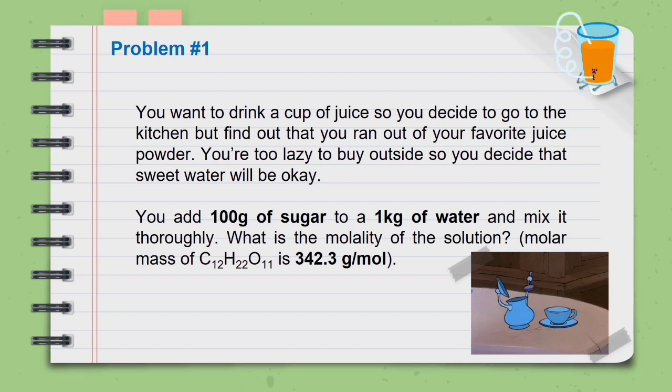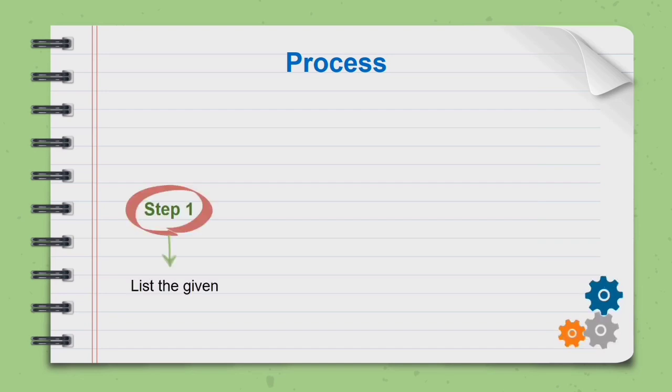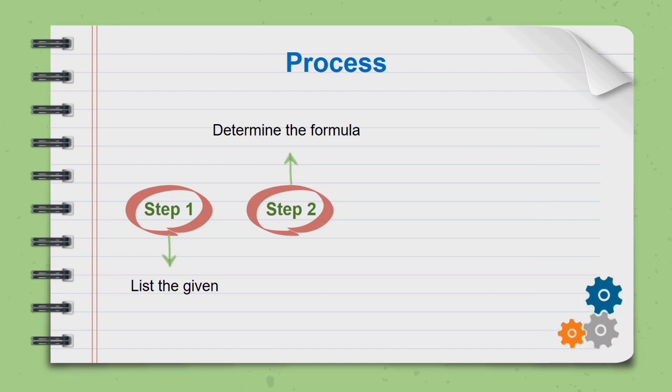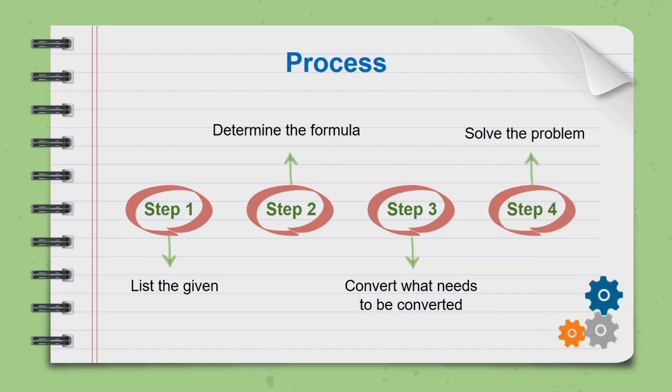So for this problem and the problems we're going to be solving later, we're going to be using a systematic process. Firstly, we're going to list the givens for convenience in viewing. Secondly, we're going to determine the formula needed. Thirdly, we're going to convert what needs to be converted, and if none, we're going to proceed to the last step, which would be to solve the problem.